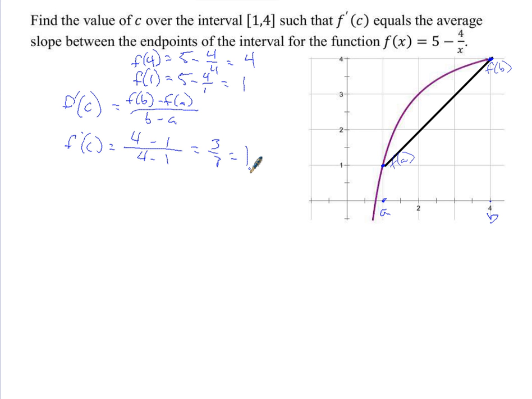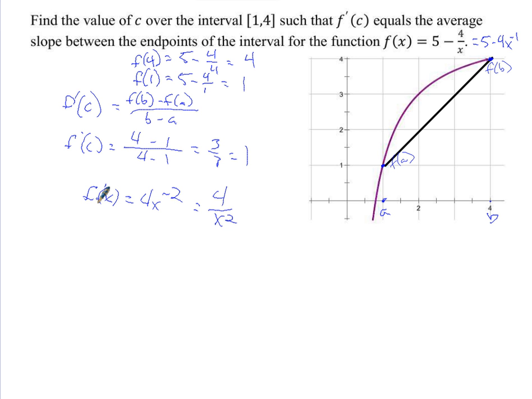Now we want to know where the tangent line to the function has the same slope. So I'm going to take that 1 basically and plug it into the derivative, which I haven't calculated yet. So f prime of x is equal to, do this derivative, I guess I'll have to rewrite this. 5 minus 4x to the negative first power. We get positive 4x to the negative second power, which is 4 over x squared. Agreed? Okay.